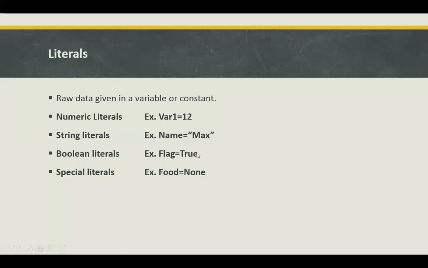Boolean, if it is a Boolean value, the double quote is not required. But here, it is either true or false. Obviously, Boolean is either 0 or 1. So always this variable or constant would be either true or false. For a special literal like food is equal to None, that time also we don't have to use double quotes. So this is the concept of literals.